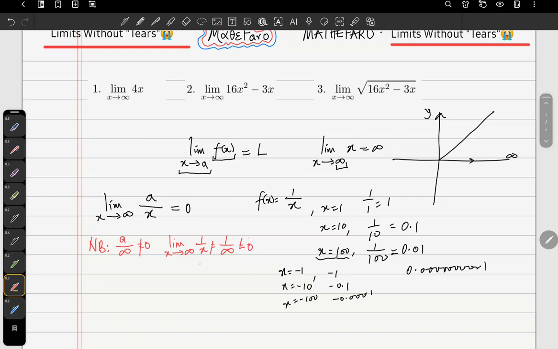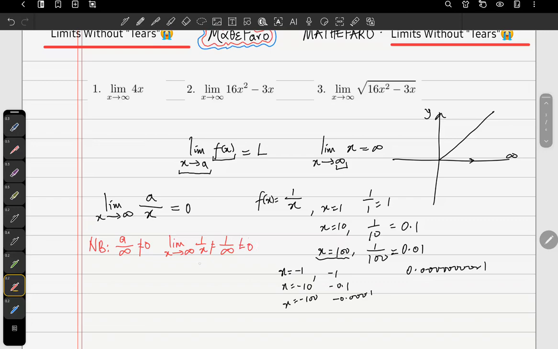So 1 over x when x is equal to 1, 1 over x when x is equal to 2, 1 over x when x is equal to 100, 1 over x when x is equal to 10,000, and so on and so forth. So as x is becoming larger, as x is becoming bigger, 1 over x as a function is going to 0. That is exactly what it means when we ask the limit question.